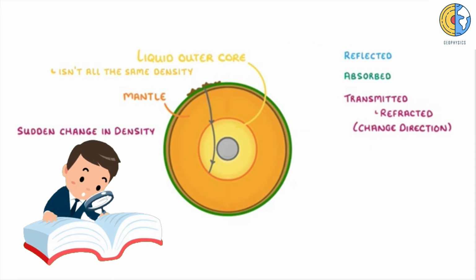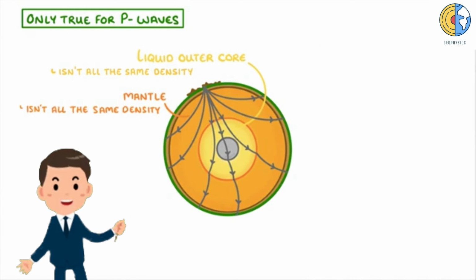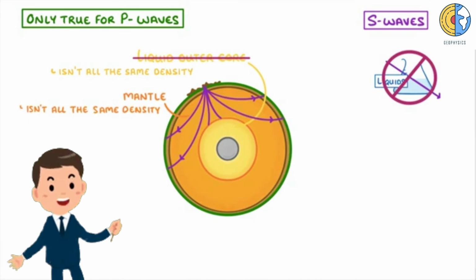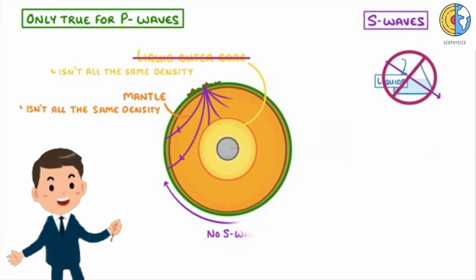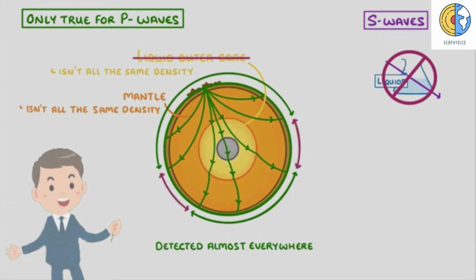The same thing happens in the mantle, which also isn't the same density. And so again, the waves are refracted in a curve back to the surface. This diagram is only true for P waves. S waves can only pass like this, because they cannot go through the liquid outer core. S waves couldn't be detected in any of this region, whereas P waves are detected almost everywhere except for this position.